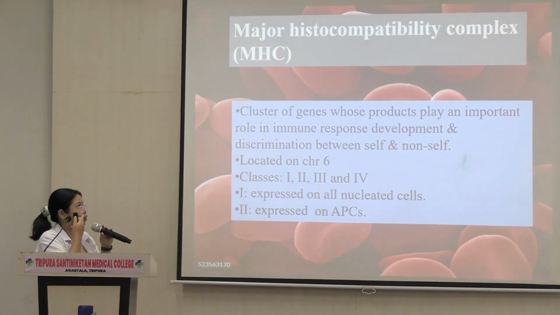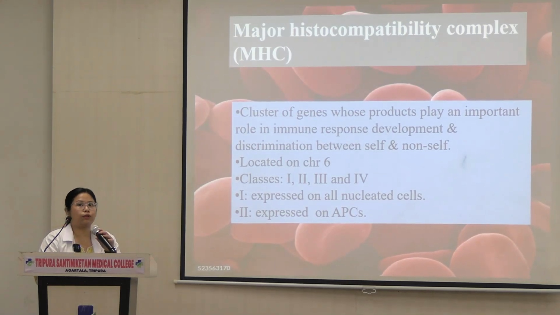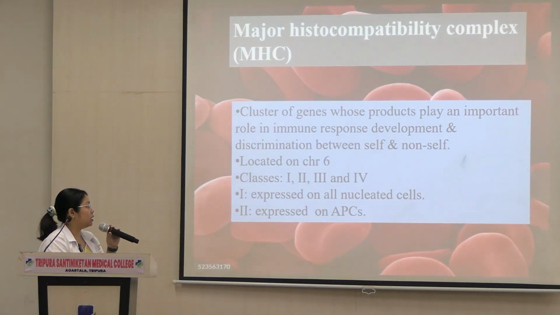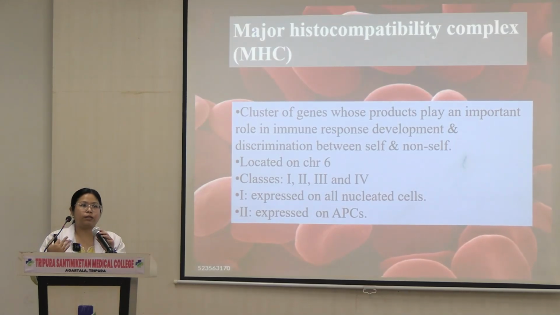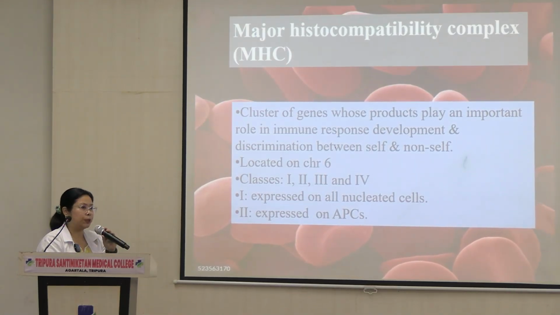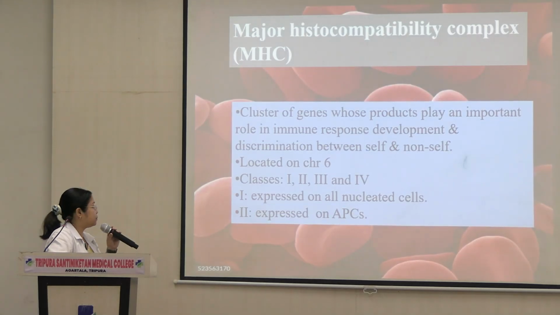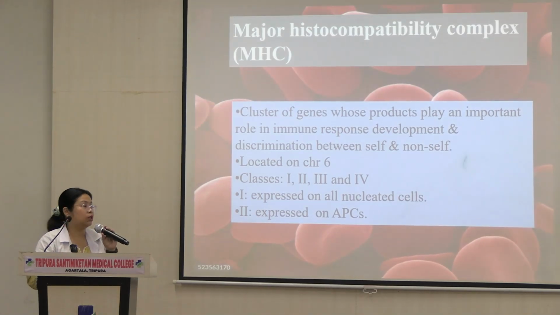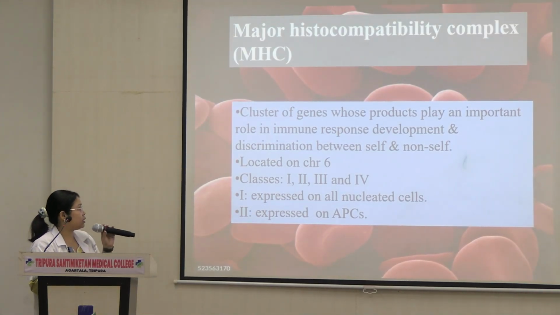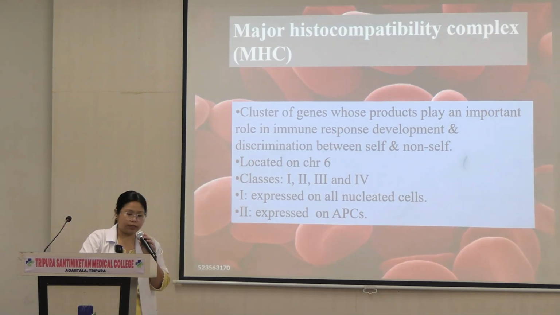Now MHC are a cluster of genes that are present on chromosome number 6. And these genes will then get expressed in the form of proteins in the body. They will produce proteins which are called MHC proteins. There are 4 classes, but we are bothered only about 1 and 2. So MHC1 is expressed on all nucleated cells. Is a mature RBC nucleated?